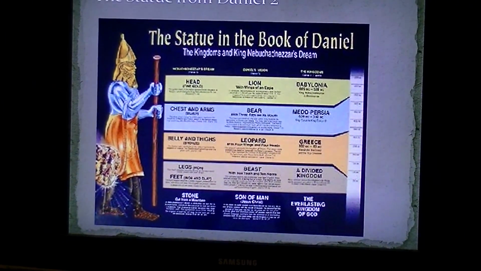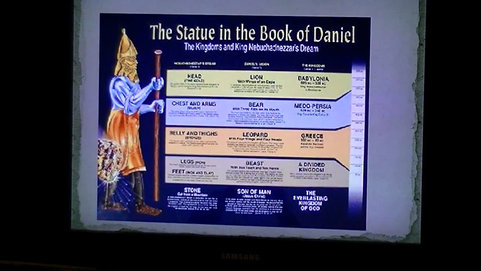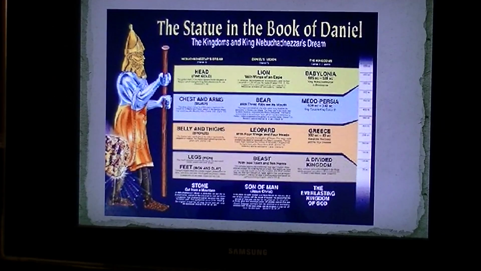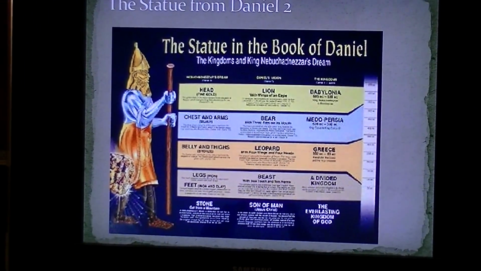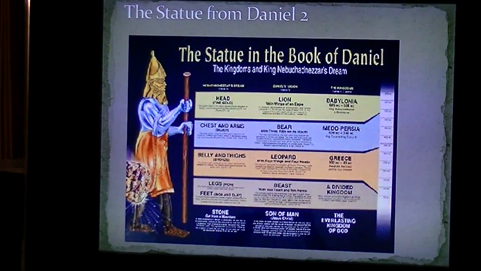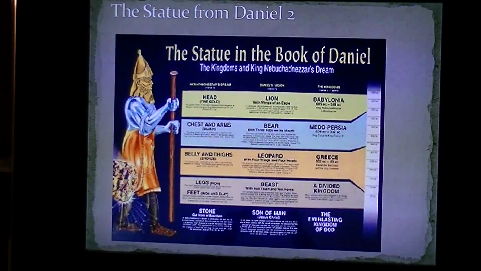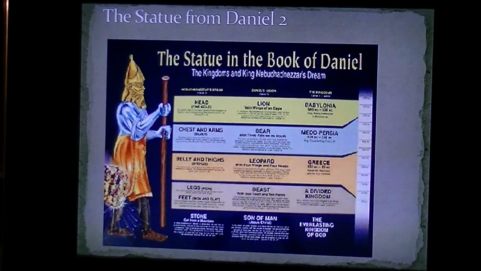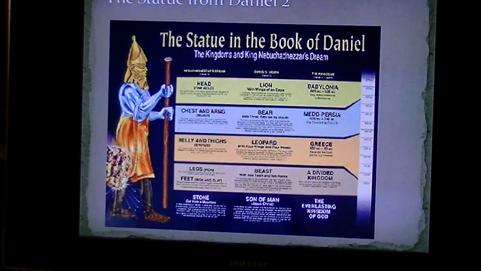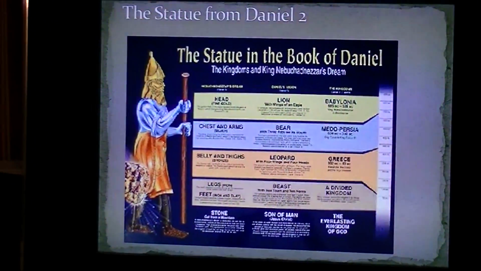The belly and the thighs are bronze. Those would be represented later in Daniel by the leopard. This stands for Greece. The feet of clay and iron, and the legs are of iron. The legs represent the beast or the divided kingdom. The clay feet with the stones, or the iron and the clay, represents the 10 kings. Now, the stone that was cut from the mountain represents Jesus Christ himself, the Son of Man in the kingdom that is yet to come.